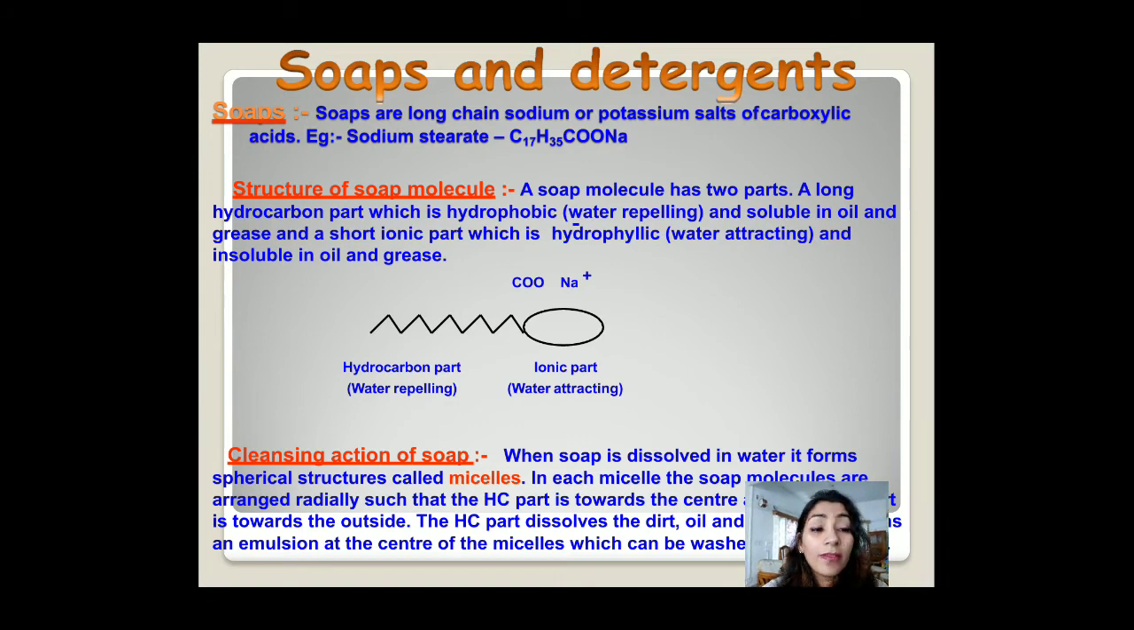Cleaning action of soap. It's a very important thing. It generally comes in the examination. How does cleaning action occur? As I explained earlier, the structure of soap and how it behaves. When soap is dissolved in water, it forms a spherical structure called a micelle. You will study micelles in detail in surface chemistry in class 12th. In each micelle, soap molecules are arranged radially such that the hydrocarbon part is toward the center and the sodium part is toward the outside.